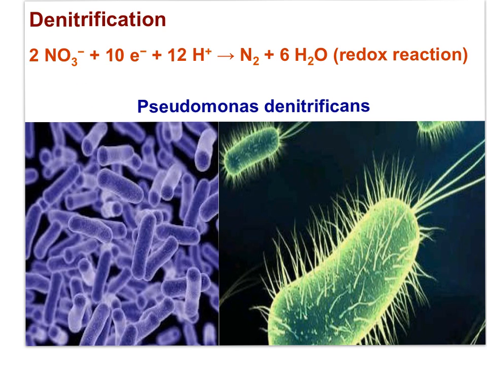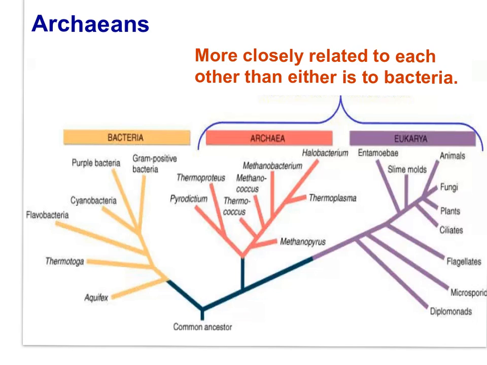The fifth metabolic process performed by microorganisms introduced in this movie is denitrification. Denitrification is the transformation of inorganic nitrogen compounds such as nitrate to molecular nitrogen gas, N2. The reaction provides an energy source to denitrifiers such as Pseudomonas denitrificans. All of life is divided into three domains: bacteria, archaea, and eukarya.